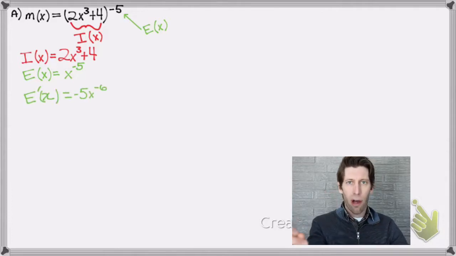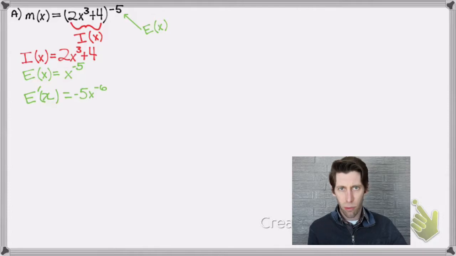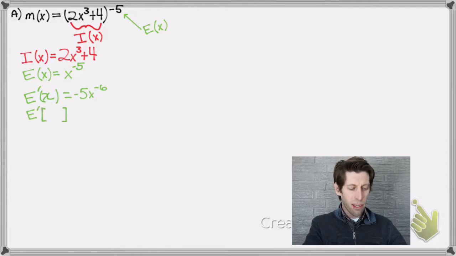So in order to find the derivative of m here, we first need to find the derivative of the exterior or outside function, which in this case is a simple application of the power rule. We slide the minus 5 down in front, subtract 1 from the exponent that used to be there, and we get e prime of x is minus 5 times the quantity x to the minus sixth power.